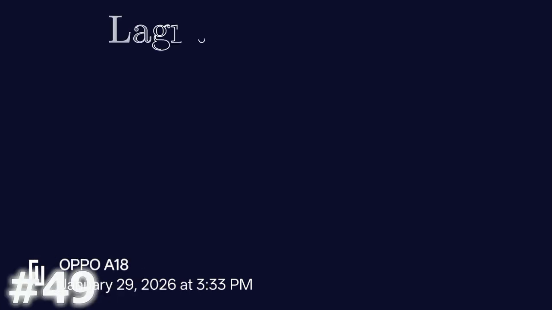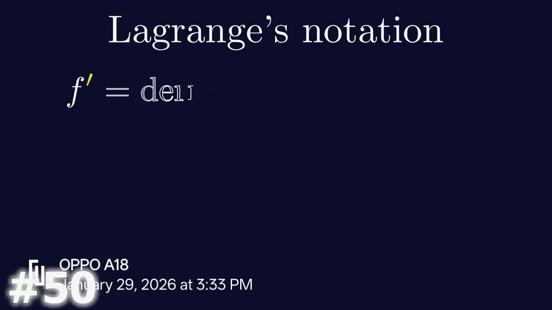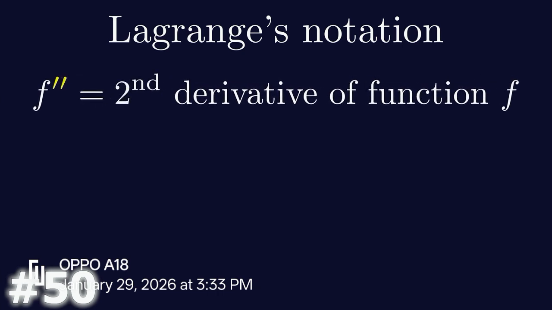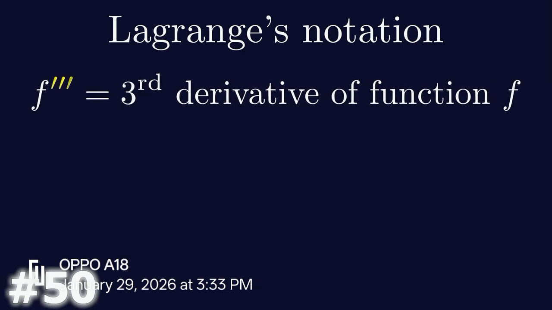In Lagrange's notation, apostrophe is used to denote the derivative of a function. By adding the second apostrophe, we can denote the second derivative, the third for the third derivative, and so on.